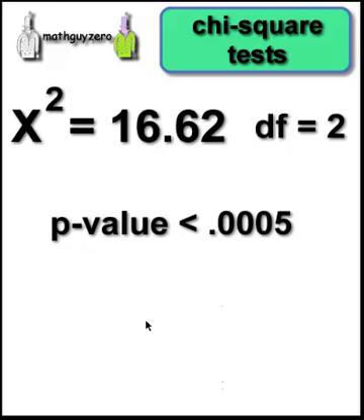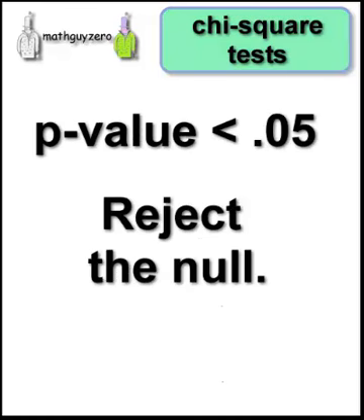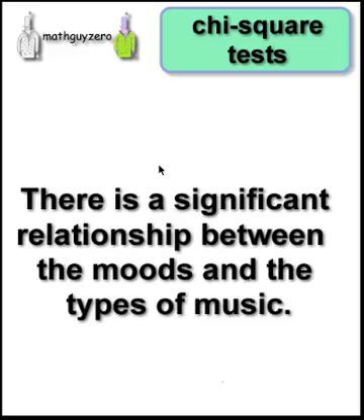So we know we have a very small p-value. Remember, small p-values are bad news for the null hypothesis. And our calculated p-value is less than the critical cutoff value of 0.05, so we are going to reject the null. Therefore, there is a significant relationship between the moods and the types of music. But we kind of already knew that.